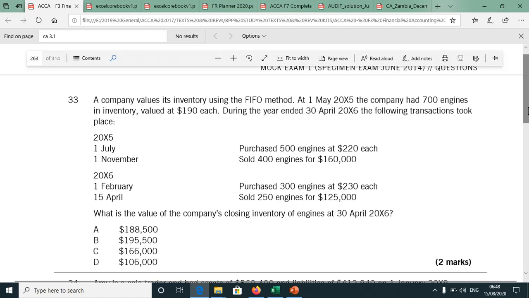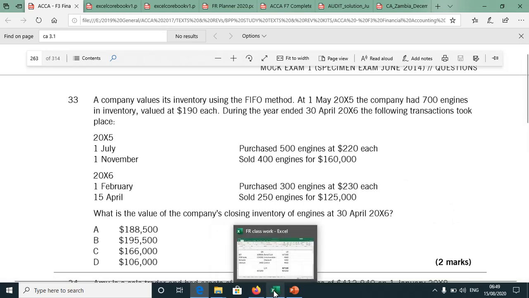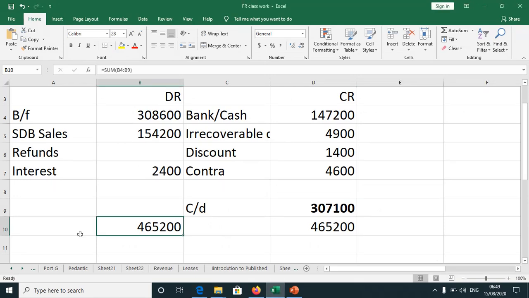We have 1st July, 500 engines being bought. 1st November in 20x5, 400 engines being sold. In 20x6, we bought 300 engines, and on 15th April we sold about 250 engines. So again, we need to establish the value of our engines. So let me just write this.